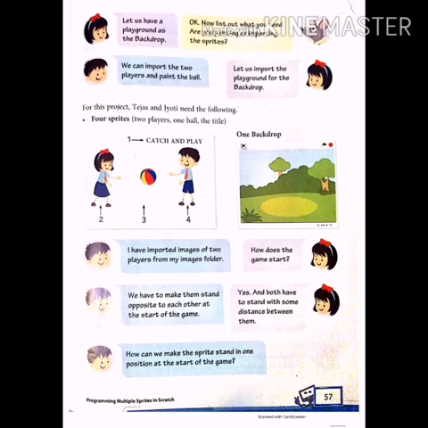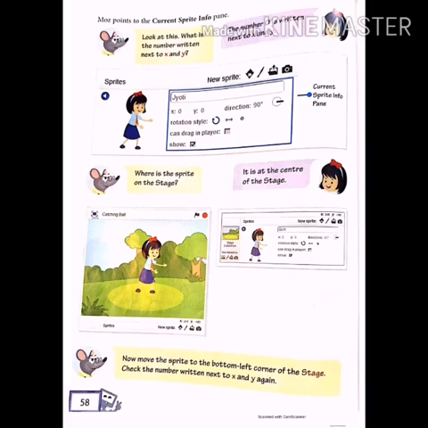And how do we start the game? So we have to make them stand opposite to each other at the start of the game. Yes, and both have to stand with some distance between them. So now move to the current sprite's info.